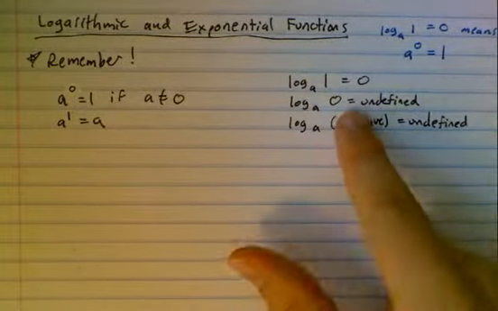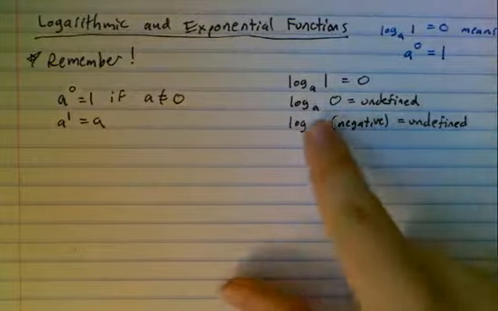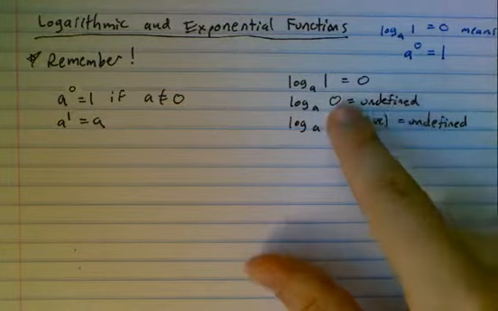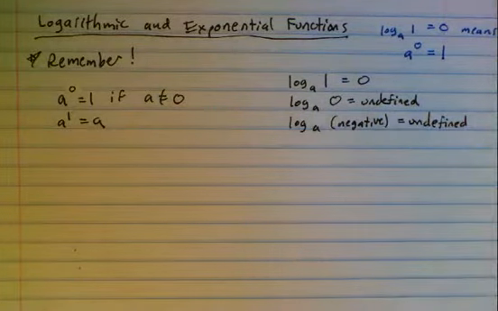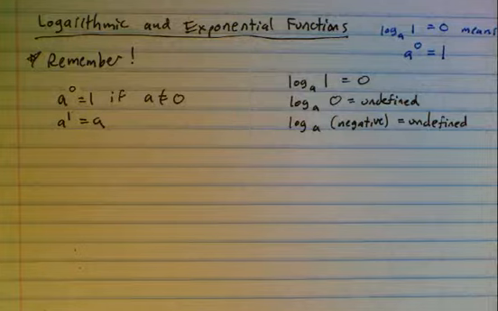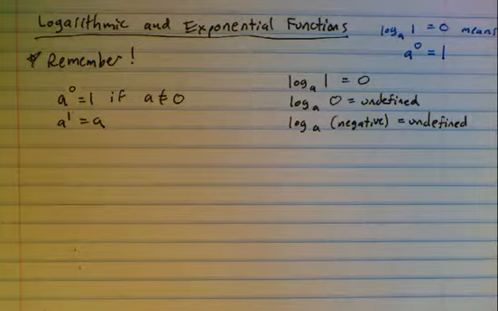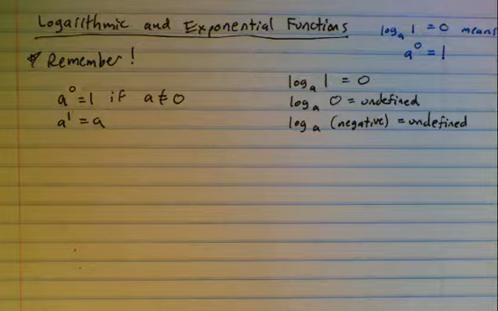Log base a of 0 is undefined. It's basically saying a to the what power equals 0? Well, if a is a non-zero number, which it has to be, there is no power that will make a to that power equal to 0, because we could have 2 to the 4th, 2 to the negative 3rd, that would still be 1/8, it wouldn't be 0.